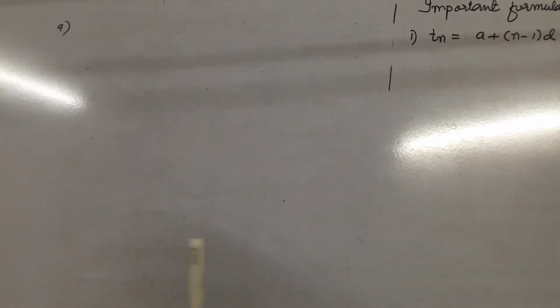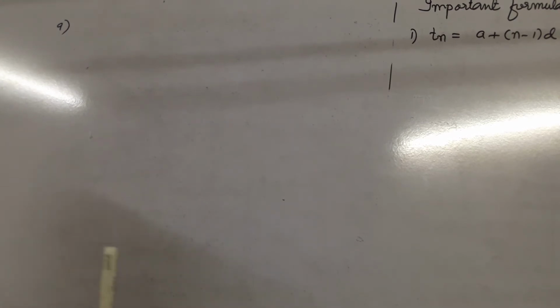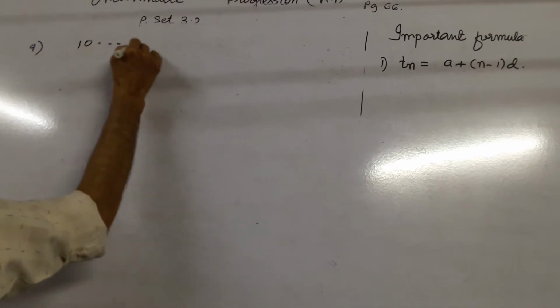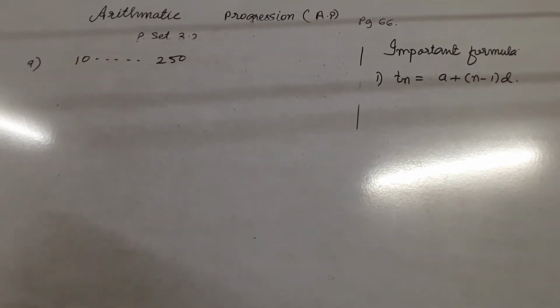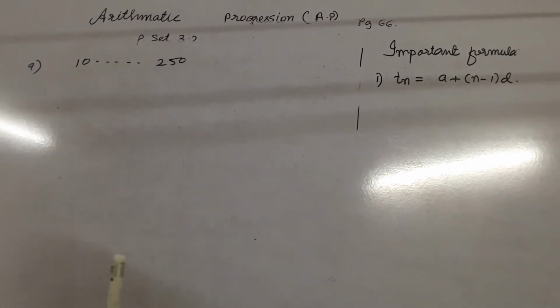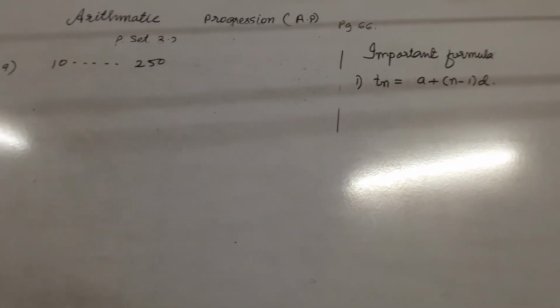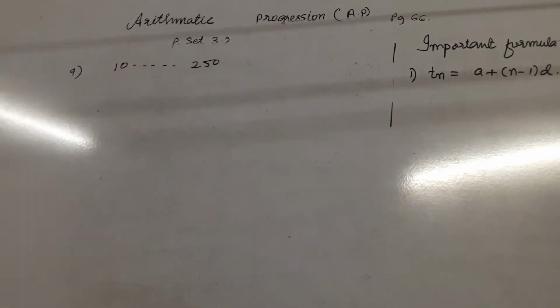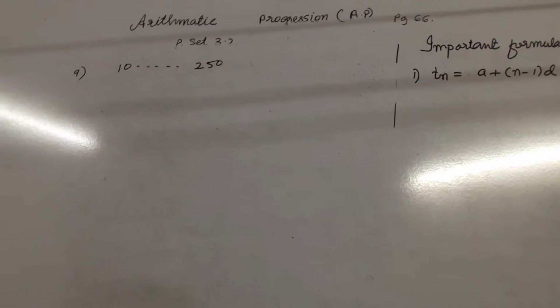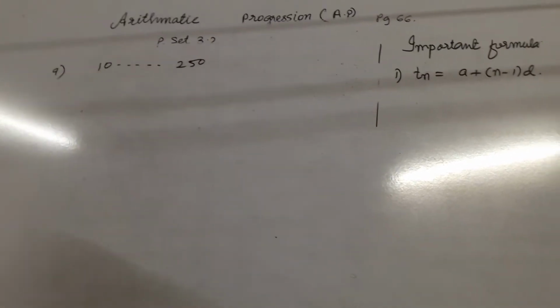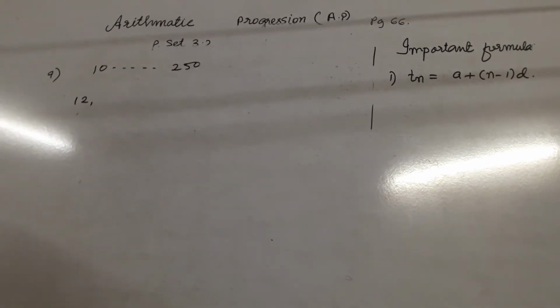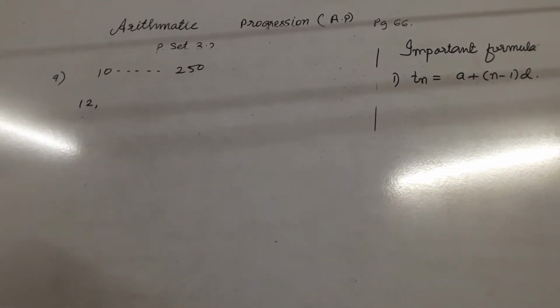Now let us take the 9th sum. In the natural numbers from 10 to 250, you have to find the numbers which are divisible by 4. So how many numbers are there which are divisible by 4? Achha, so between 10 and 250, we have to find all those numbers which are divisible by 4. If we divide by 4, we know that 10 is not divisible by 4, but after 10, 12 is divisible by 4, and 12 is the first number.